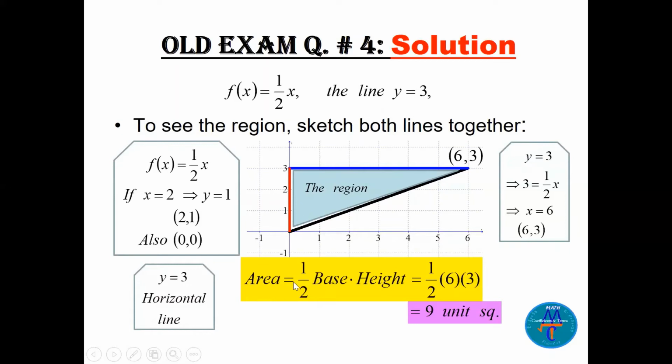So the area of the triangle is half the base times the height. So y equals 3. This is y equals 3 there. See, put it there. y equals 3, then x will be 6. So the base is 6, that's the base, and the height is 3. So it is 9 square units.